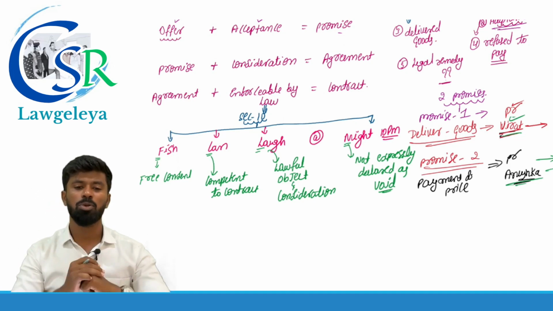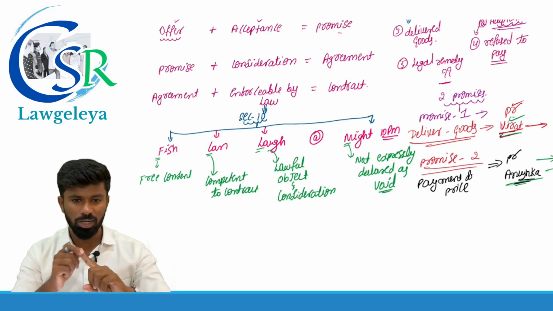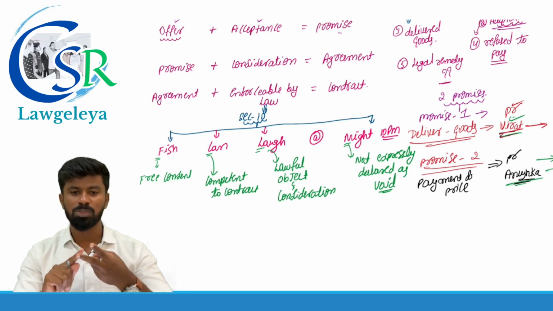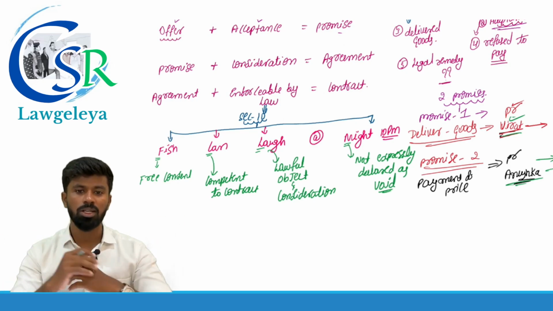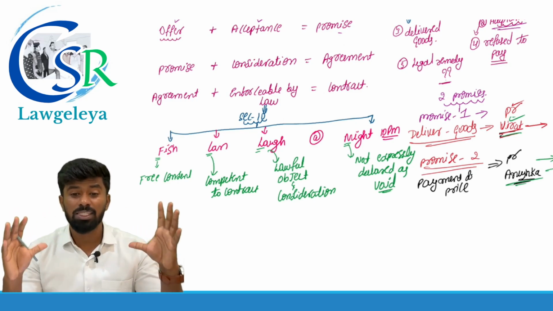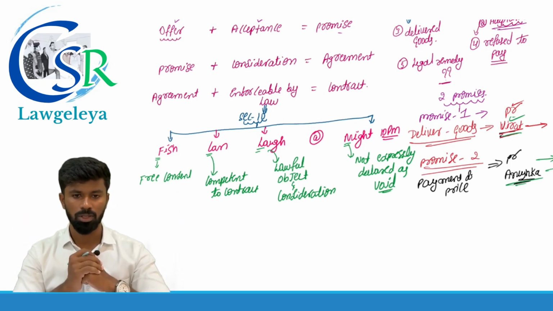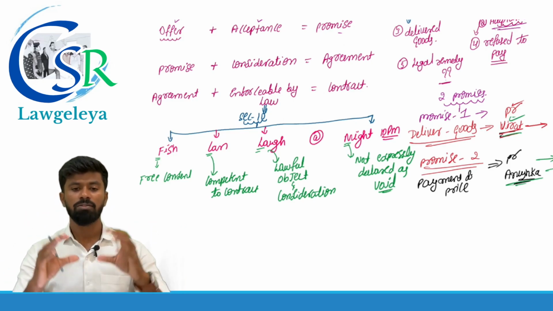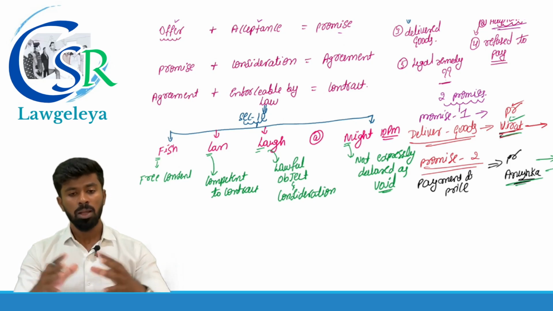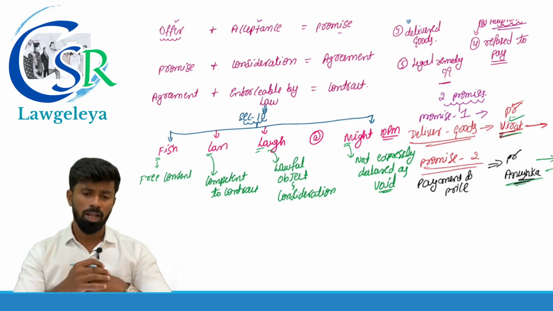Section 10 clearly provides that all agreements are contracts if they are made with free consent, by a competent party, for a lawful object and consideration, and which is not expressly declared void under the Indian Contract Act 1872. I repeat, all agreements are contracts if they are made with free consent by a person who is competent to contract for lawful object and consideration, which is not expressly declared as void.